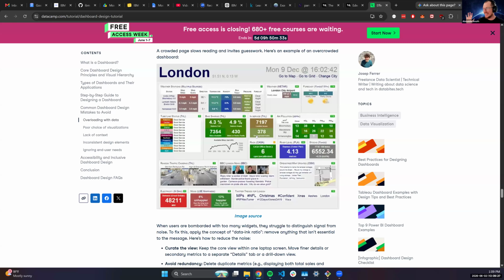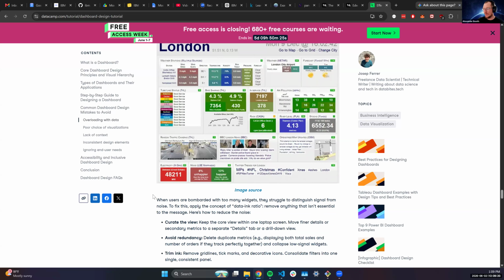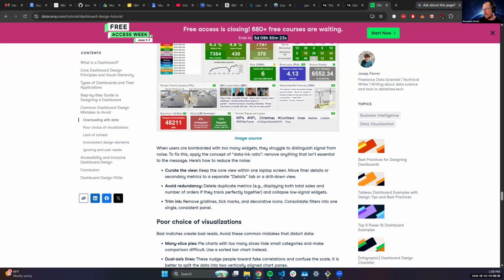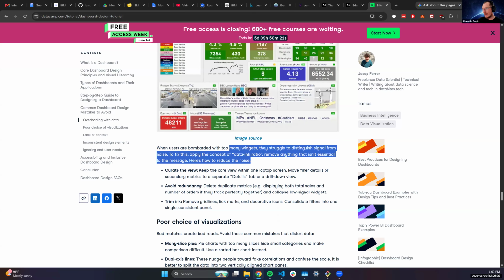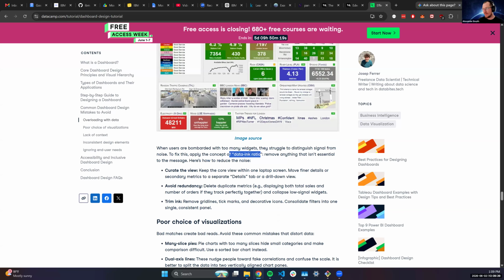This is a bad dashboard. This is a cluttered, overwhelming dashboard, right? I didn't even read it. I just looked at it and I'm like, oh God. So again, what is good, what is bad? Don't overload users with too many things. Again, apply the same concept of data-to-ink ratio, which we talked about in static visualizations as well.